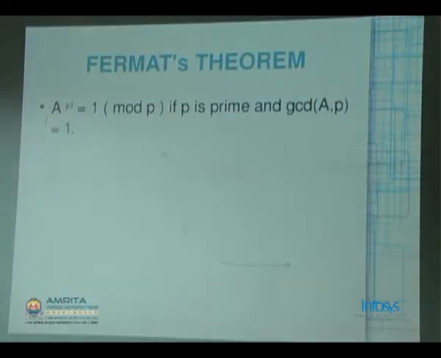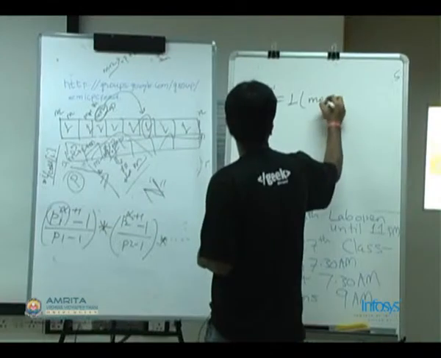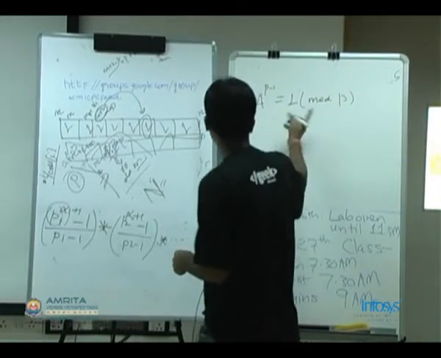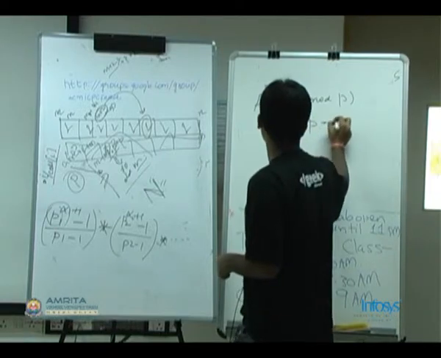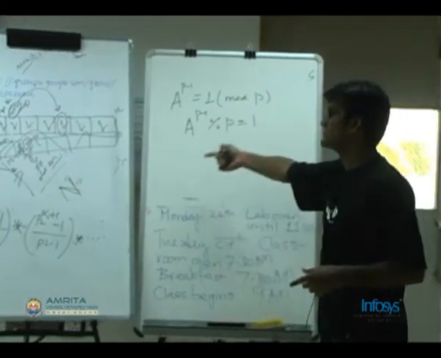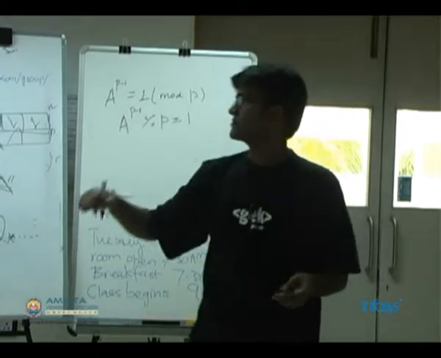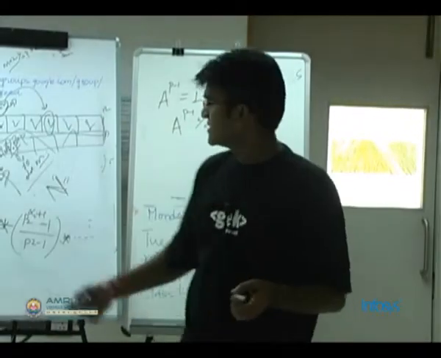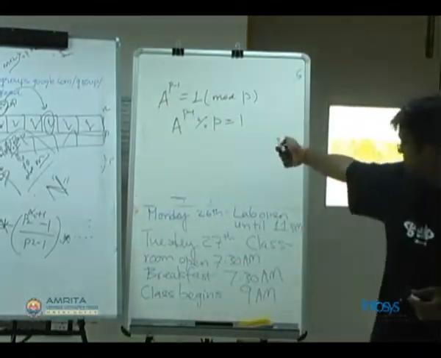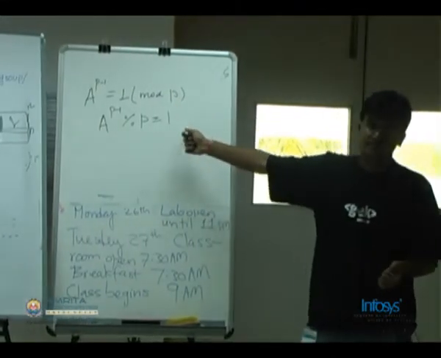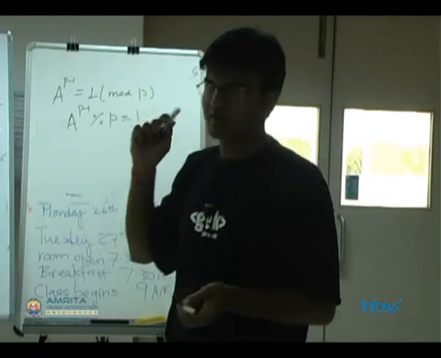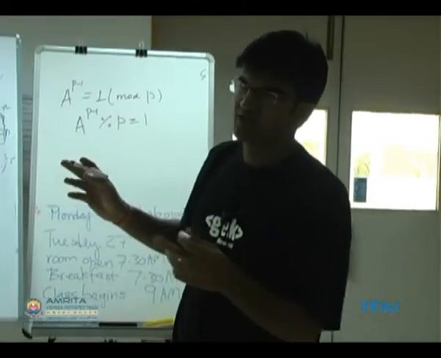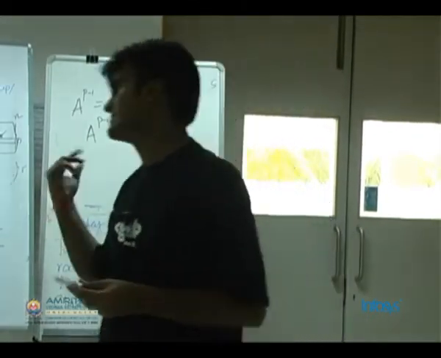Fermat gave a theorem which says that if a is not a multiple of p, that is GCD of a comma p is equal to 1, then this relation holds. We will be using this relation later on. You'll see where we will use it, but just make a note of this relation. Next slide.